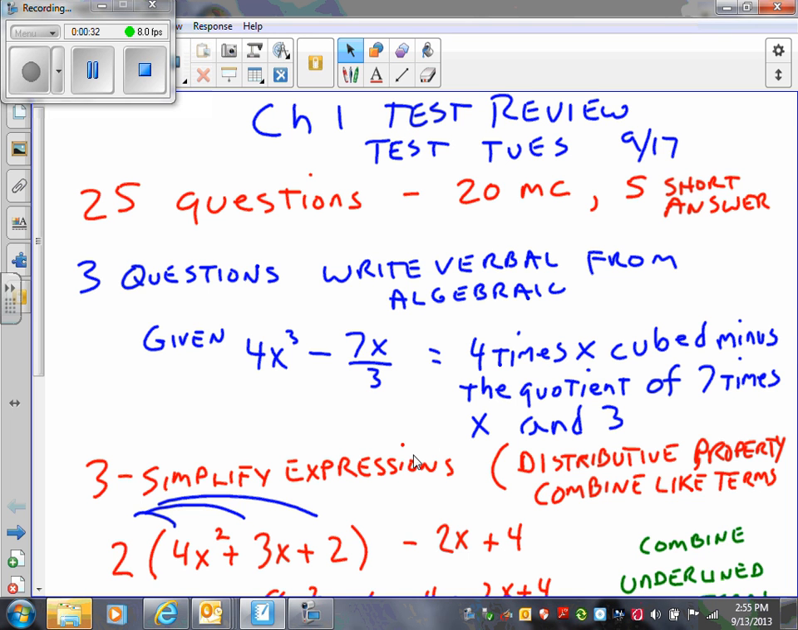So if you were given this expression, you would write that 4 times x cubed, right here, minus, this is division, so the quotient of 7 times x and 3.